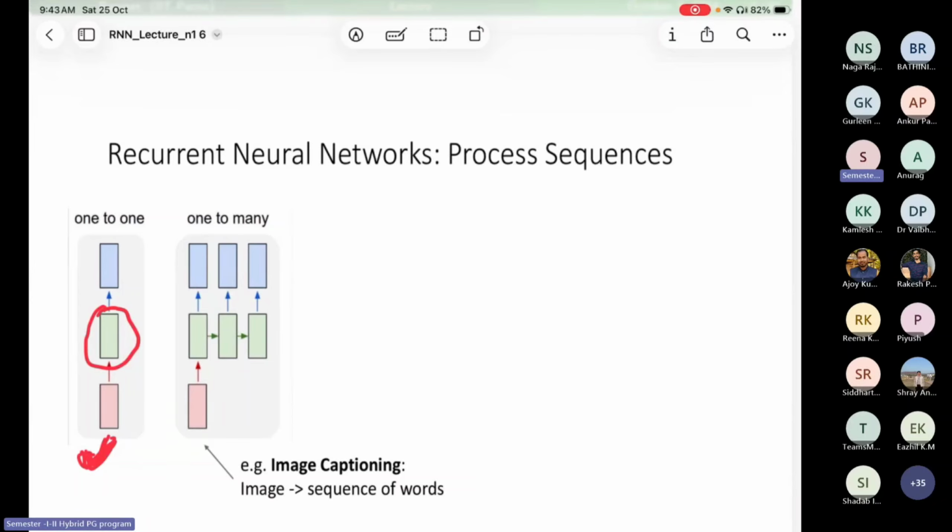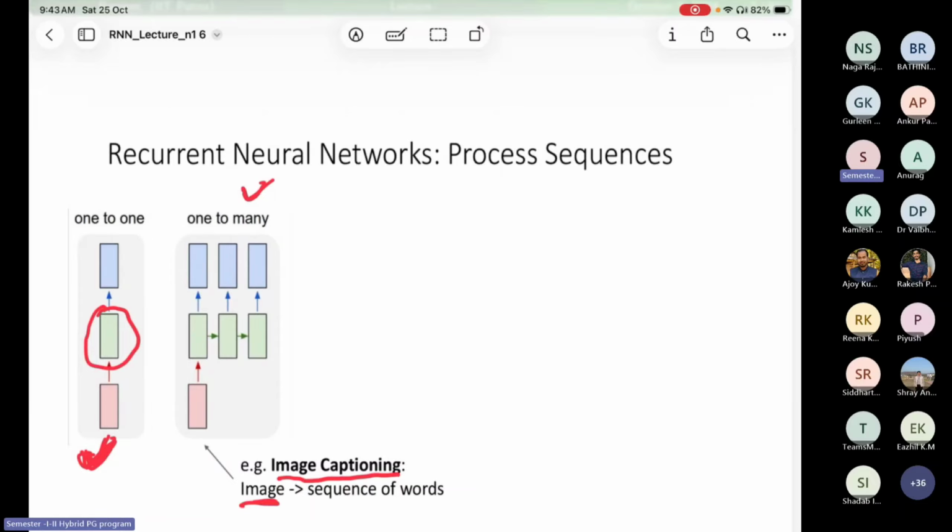Now, suppose you have this type of problem, like one to many. You have one input, but you want to get multiple outputs. Let us take one example. The example could be image captioning. You are given an image, just a single image, and your goal is to describe this image. For getting the description, you should have a lot of words, and each word will be treated as a separate output.